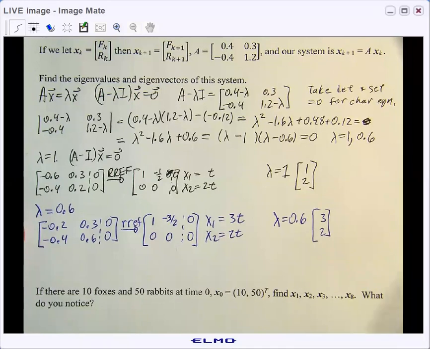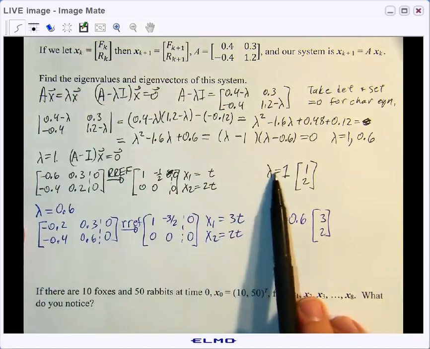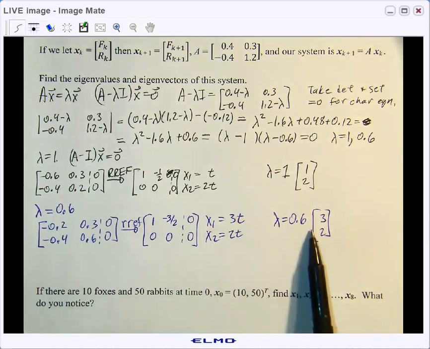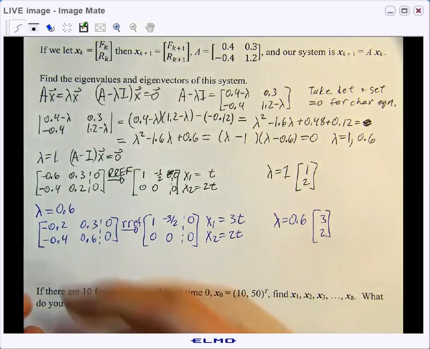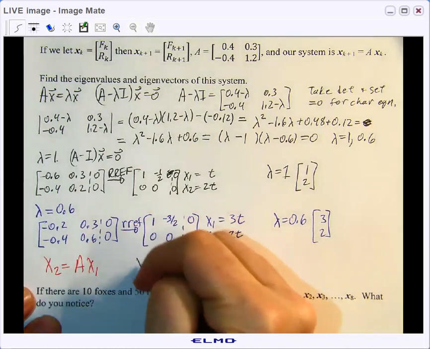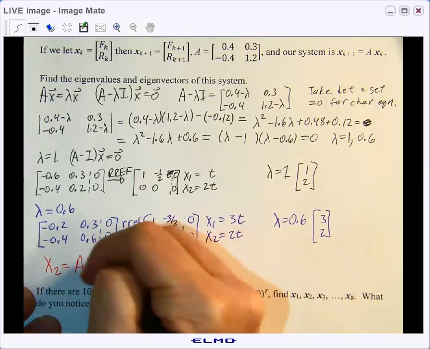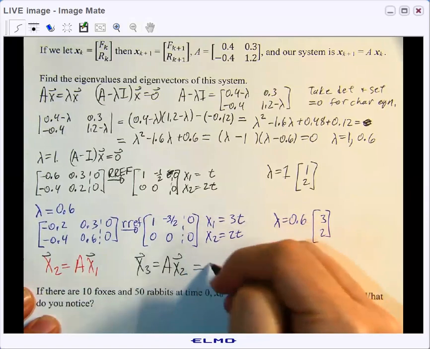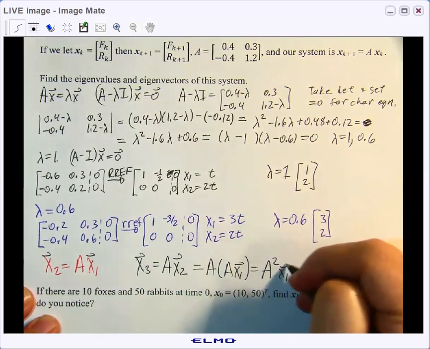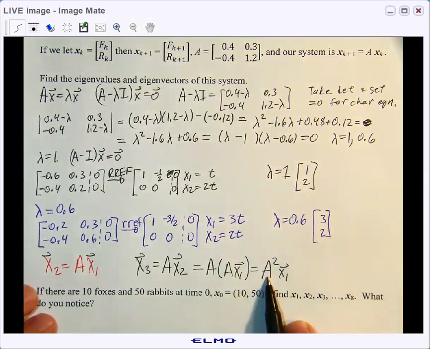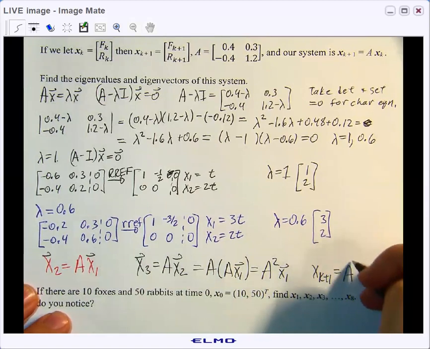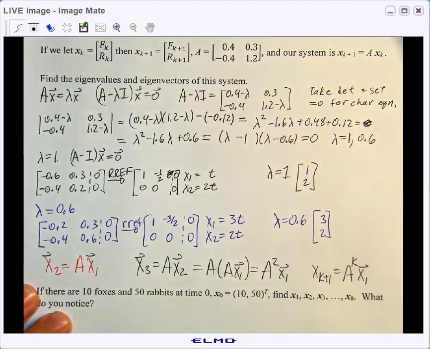Okay, now that you've had a chance to find the eigenvalues and eigenvectors, you should have found that one of the eigenvalues is 1 with corresponding eigenvector 1, 2. And the other eigenvalue is 0.6 or 3/5 with corresponding eigenvector 3, 2. Now, something to note, if x sub 2 is equal to A times x sub 1, and if we wanted to find the next step, x sub 3 would be A times x sub 2, and these are vectors. Well, that would be A times A times x sub 1, or in other words, A squared x sub 1. So you can see why finding powers of the matrix can be very helpful. So if I wanted to find x sub k plus 1, I would find A to the kth power times x to the first power.